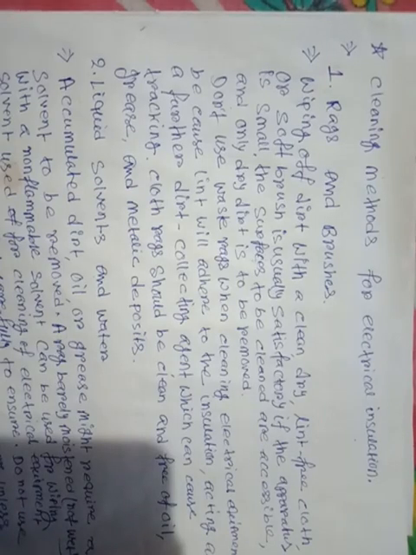Next is the cleaning method for electrical insulation. The cleaning of electrical insulation is done by different types of methods. Number one is rags and brushes. The wiping of dirt with a clean, dry, lint-free cloth or soft brushes is usually satisfactory if the apparatus is small.